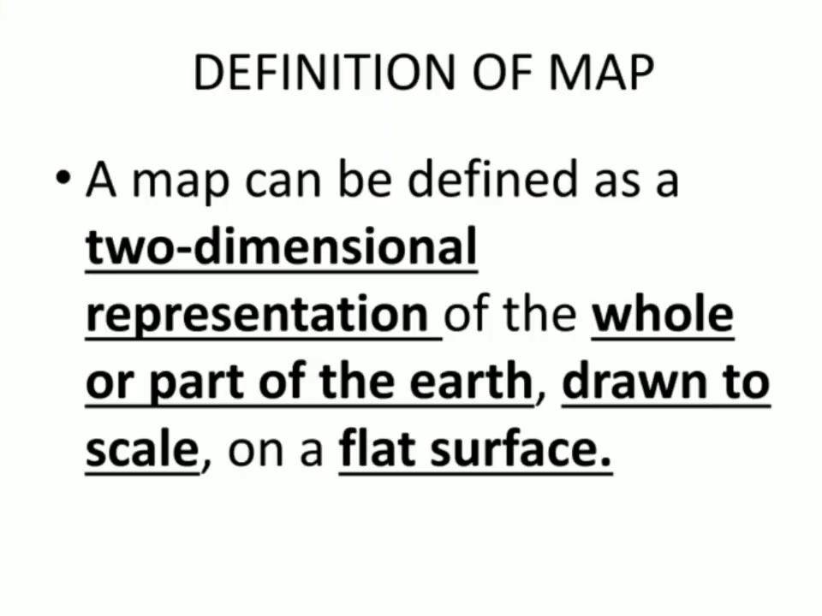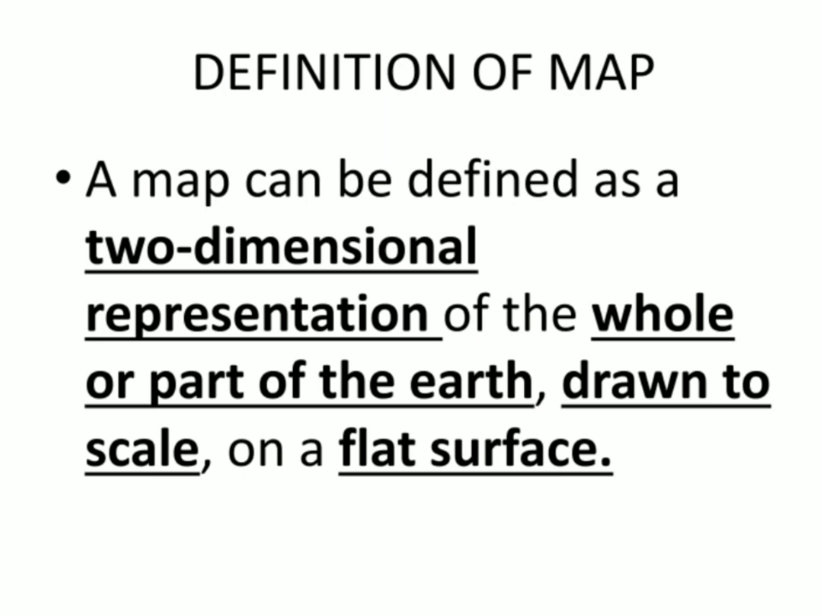Now, let us further understand the definition of map. A map can be defined as a two-dimensional representation of the whole or part of the earth. The whole as in the whole earth and part of the earth. For example, we took the image of the map of India. It is called part of the earth, drawn to scale on a flat surface.